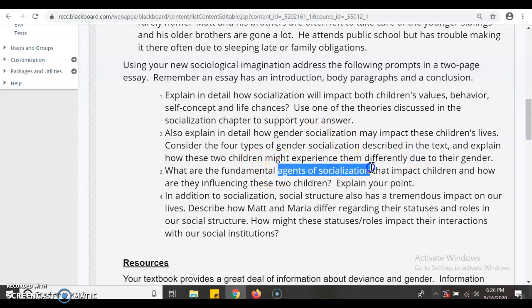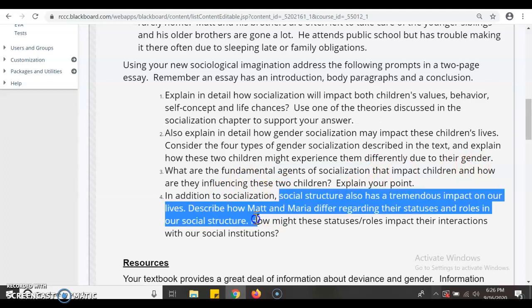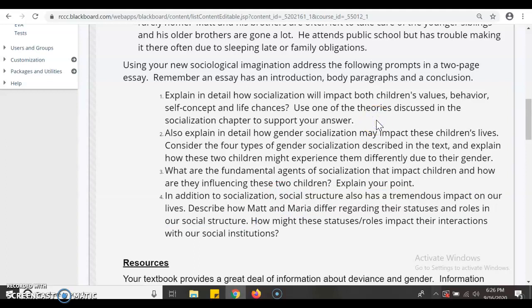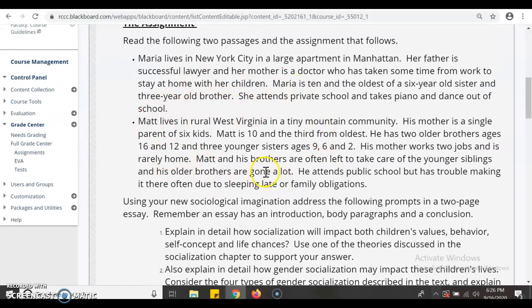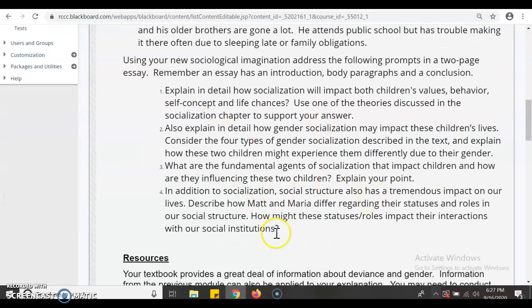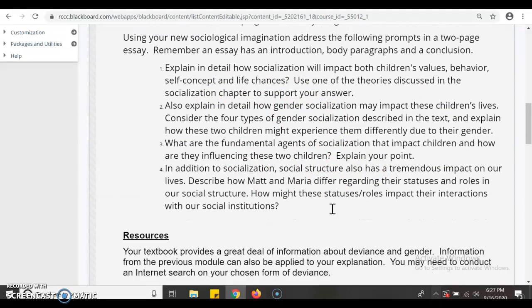The agents of socialization here. So we already know the neighborhoods are different, the schools are different, the families are different. You can talk about the way that they're influencing these children. And then lastly, social structure. So remember, one of the pieces of social structure is social class. So think about the impact of social class on these kids' lives, and then their statuses and roles that might be an outcome of that. So consider these 2 passages and these 2 scenarios in reference to all of the concepts of socialization that you read about in chapters 3, 4, and 11.